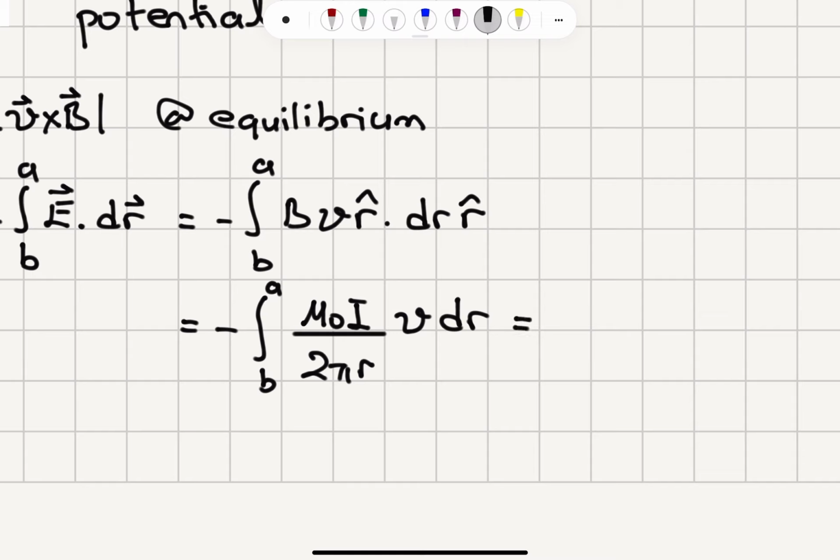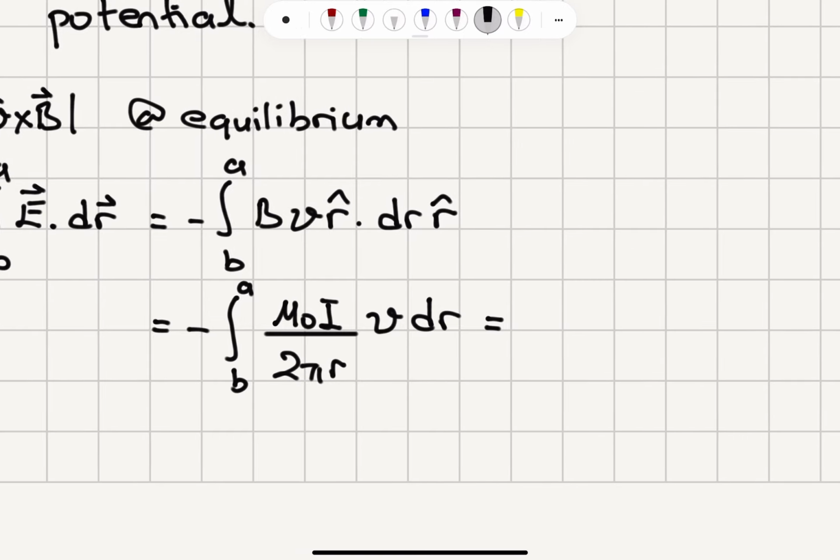The integral of dr over r will give me natural logarithm. So this will be mu 0 I V divided by 2 pi. Because of the minus sign here, the limits will change. So it's going to be from A to B.